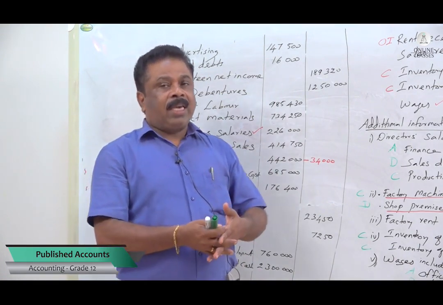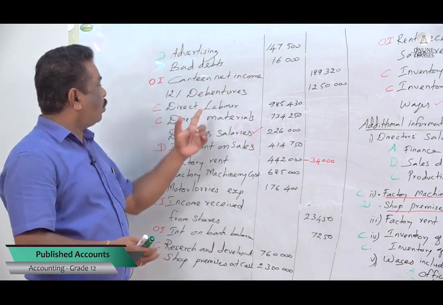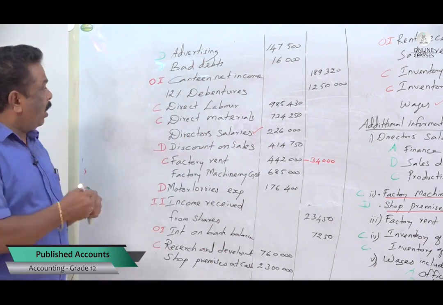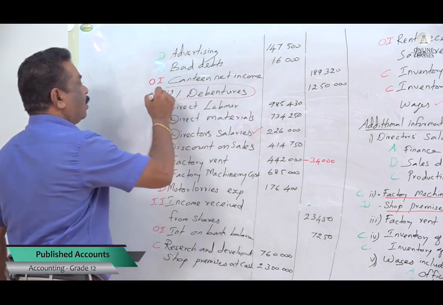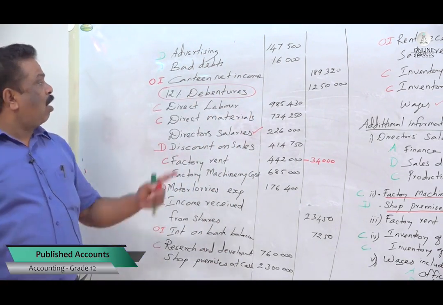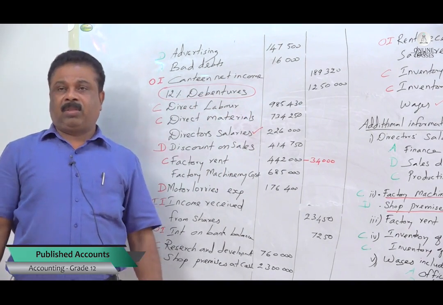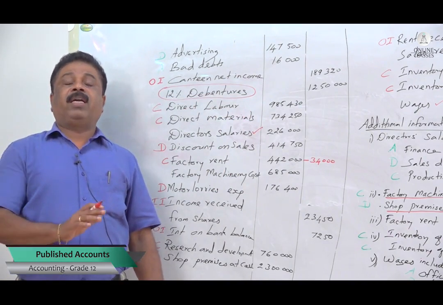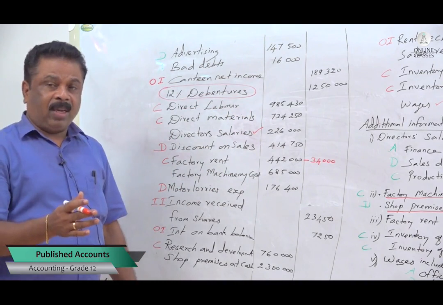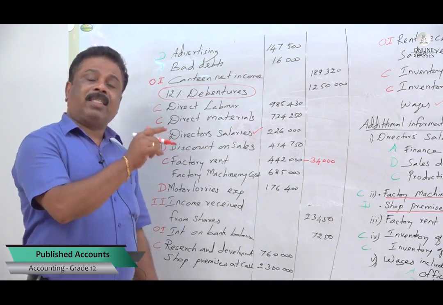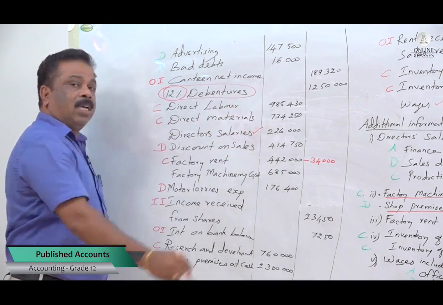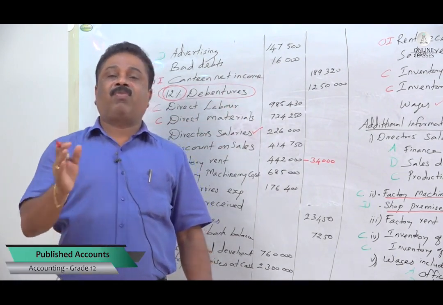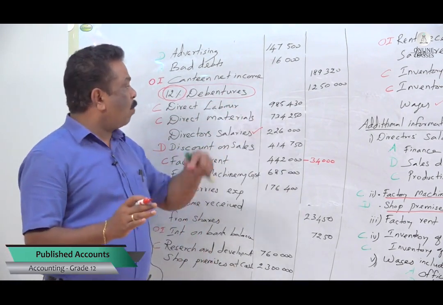But if you notice, here I have left certain items without marking. Namely, if you notice, these debentures are not marked. Why is it? Because it is a non-current liability. On a non-current liability, we should charge interest. Here this 12% interest should be charged on these debentures. Interest on debentures will go under the finance costs. So I did not mark it.